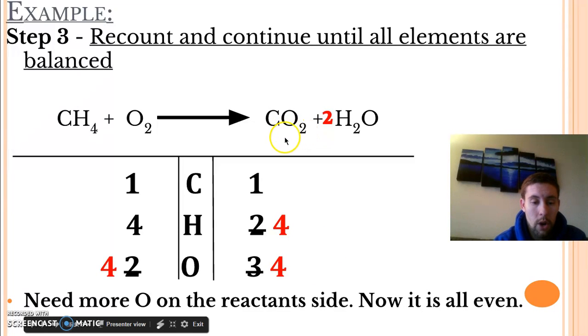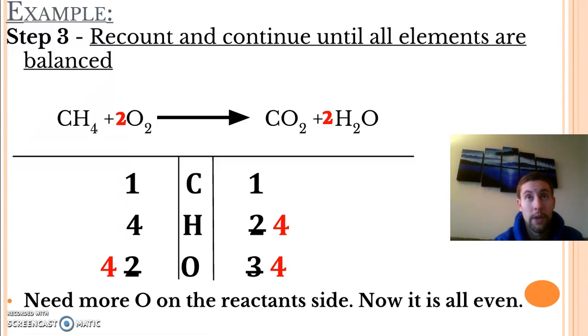Okay, so to get 4 oxygens on the reactant side, we need to put a 2 next to this O2, because 2 times 2 gets us 4. So now we'll have 4 O's on the left, 4 O's on the right. They're all even. It usually helps to double check, recount your atoms one last time once you think they're even. That'll make sure you've got it right.